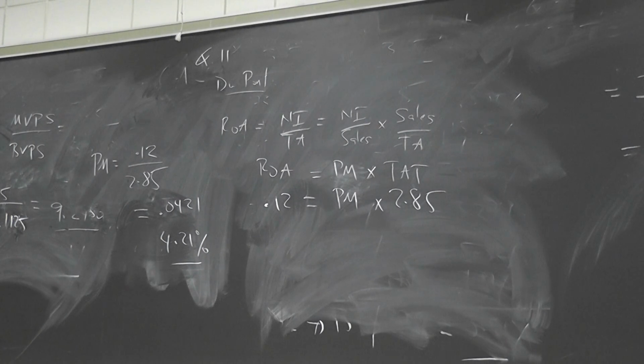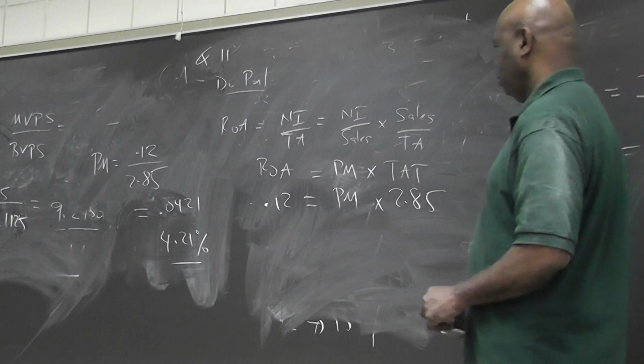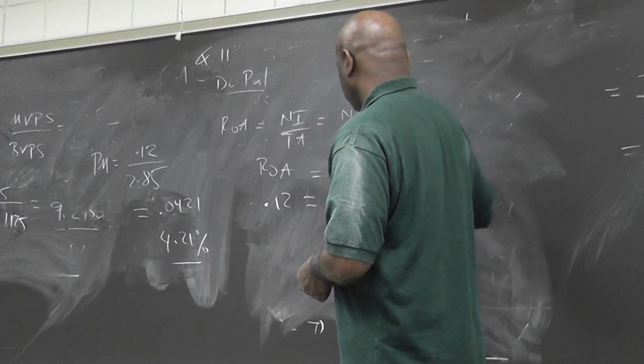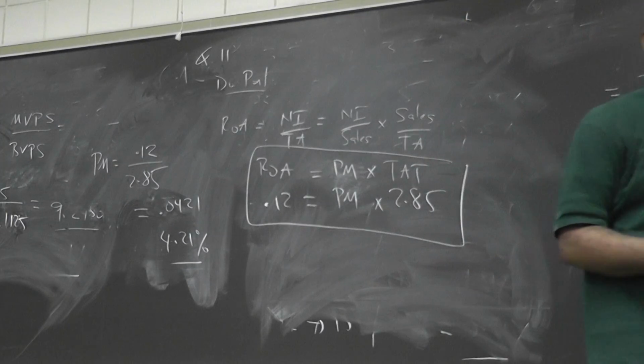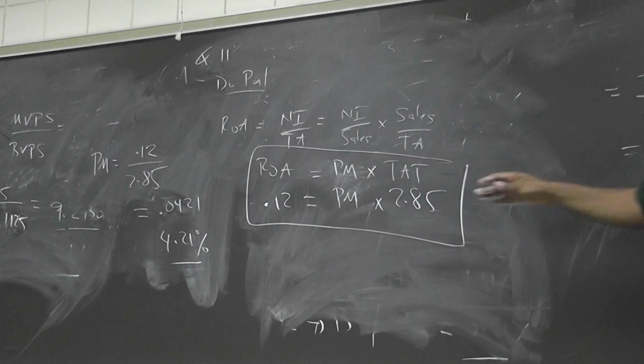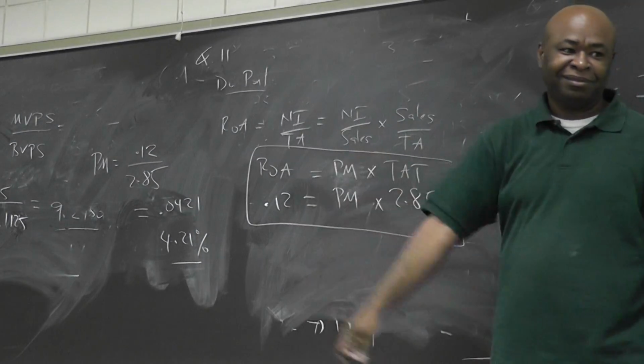Either you write it in percent or you simply write it in times. When you say show your work, all we need to show is the ROA equals PM times TAT. You could also have the part above. I did this so that you know where it came from.